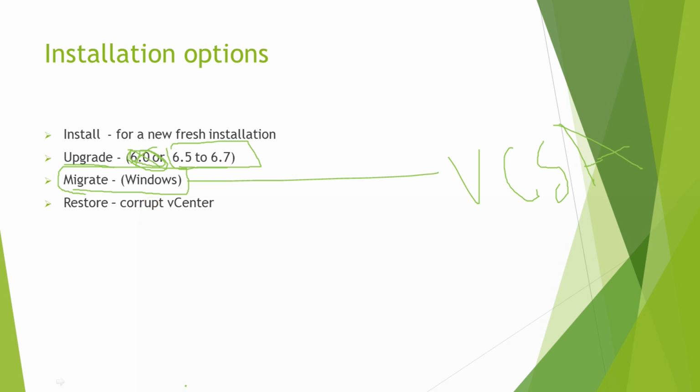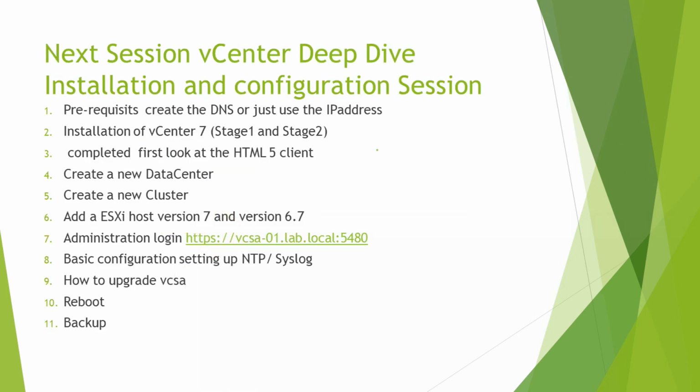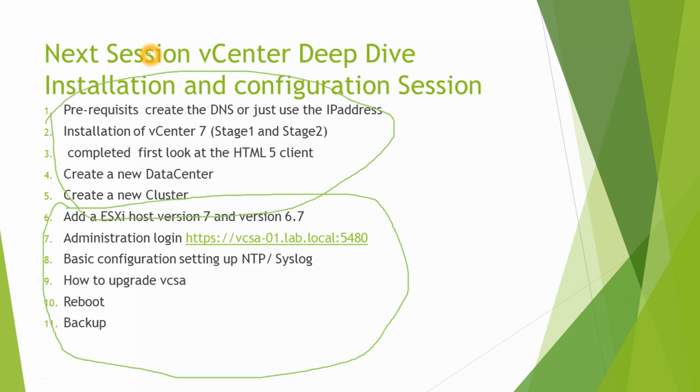Okay, so from the theory point of view, I think we have covered most of it, and I know the session has gone long because I was discussing a lot of other topics which are very important at the same time. Stay tuned for the next session, where we are going to go through the vCenter deep dive installation and configuration. We'll go through the prerequisites. We need to create a DNS record, or you have to use the IP address. We'll be installing the vCenter Server. We'll go through stage 1 and stage 2. We'll have a first look at our HTML client. We'll create a brand new data center and a brand new cluster. We'll add some ESX hosts to that vCenter.